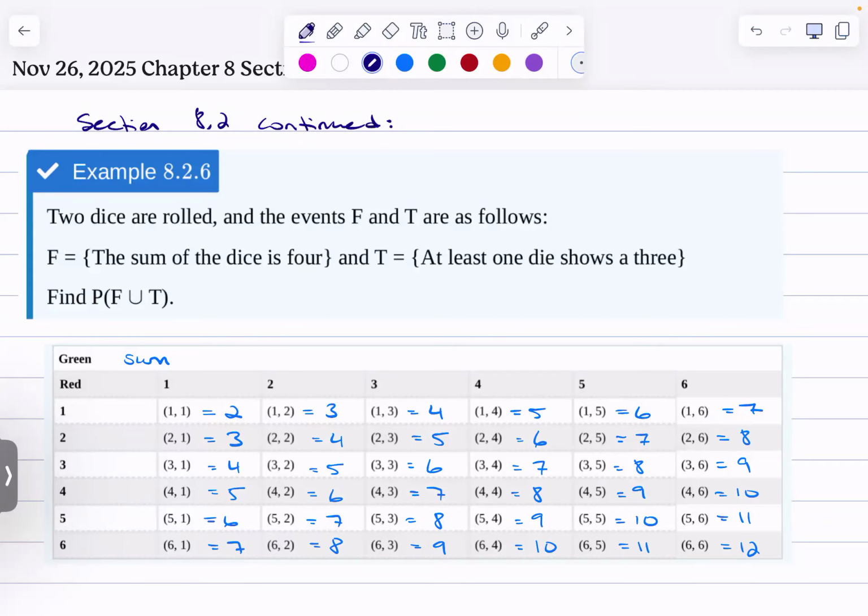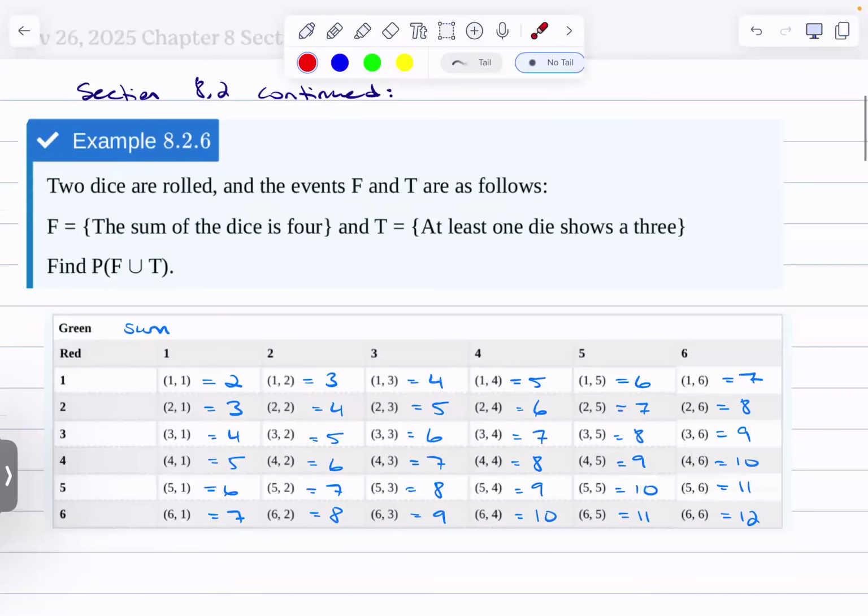We introduced all these topics, but we'll use them for review. We talked about the union of two events, for example. And so if two dice are rolled and the events F and T are as follows, if F is the sum of the dice is 4, and T is at least one die shows a 3, we want to find the probability of F or T, right? This is or.